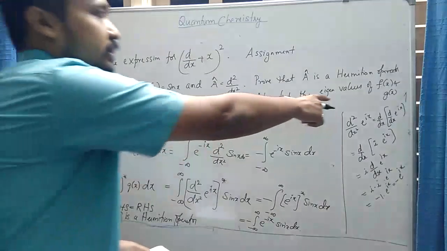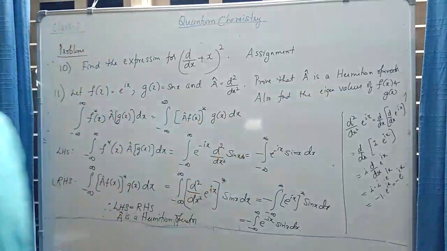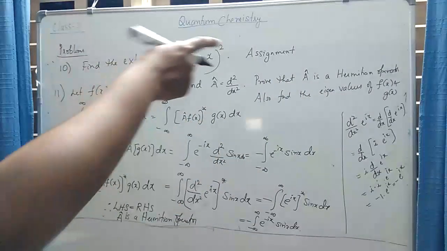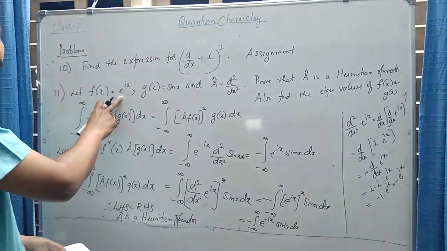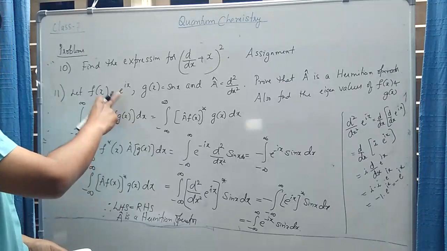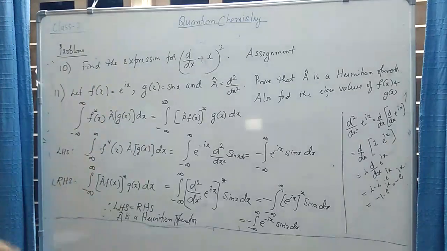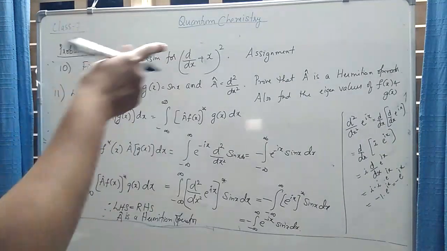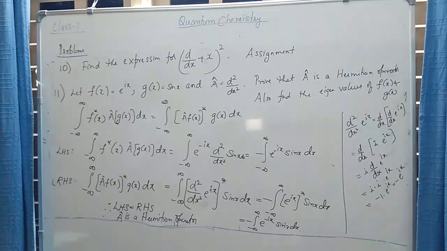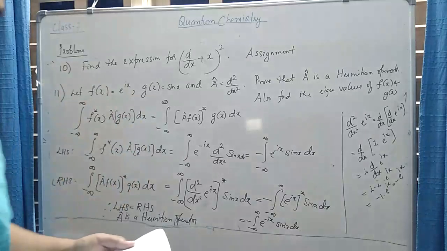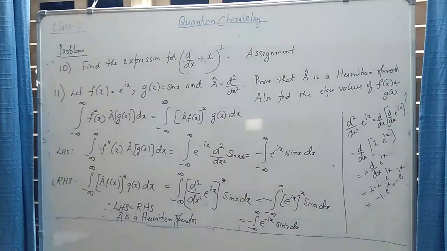So when you are calculating the eigenvalues of f of x and g of x, concentrate on the eigenvalue of f of x. Though f of x is a complex function, you will find its eigenvalue is a real number. So by using this method you can prove whether any given operator is a Hermitian operator or not.